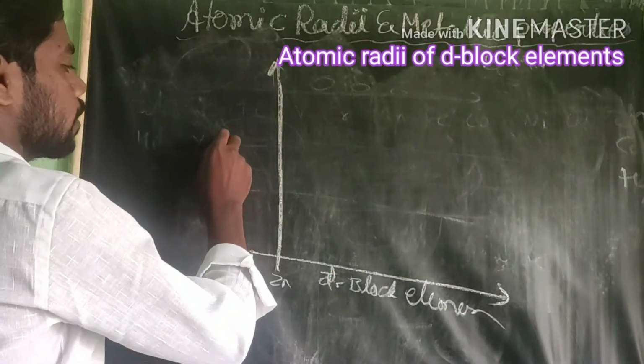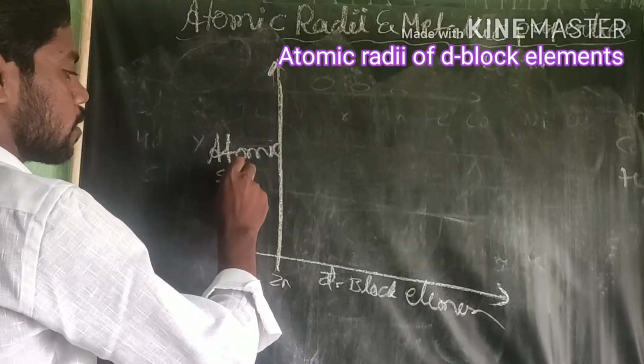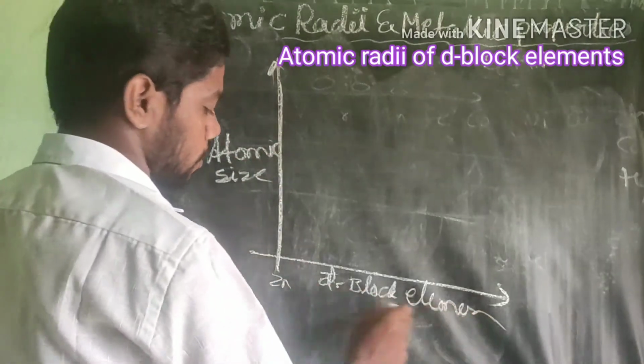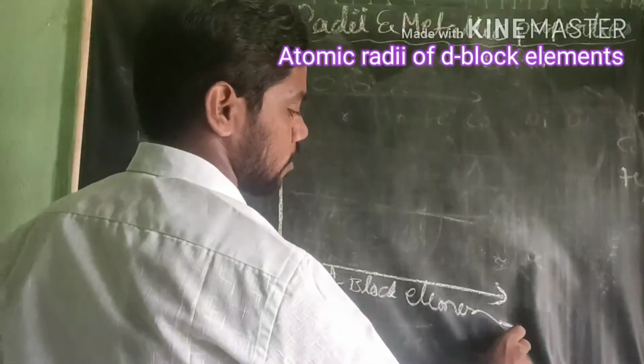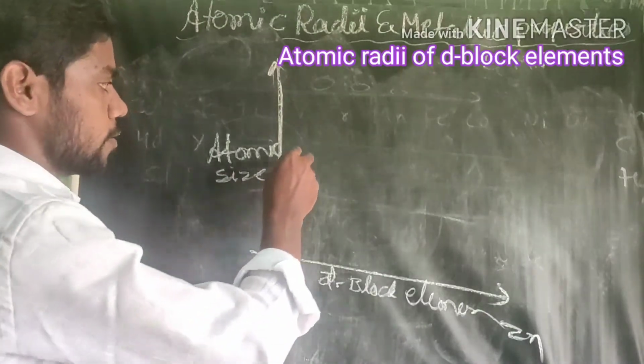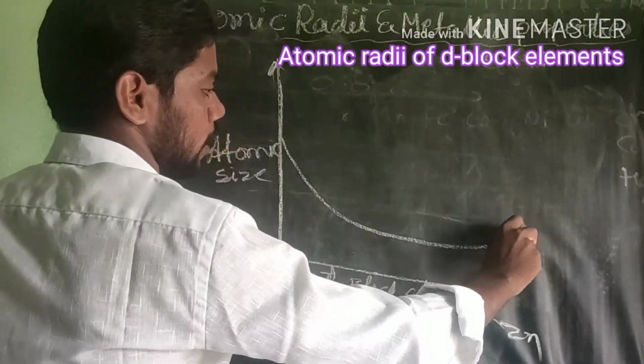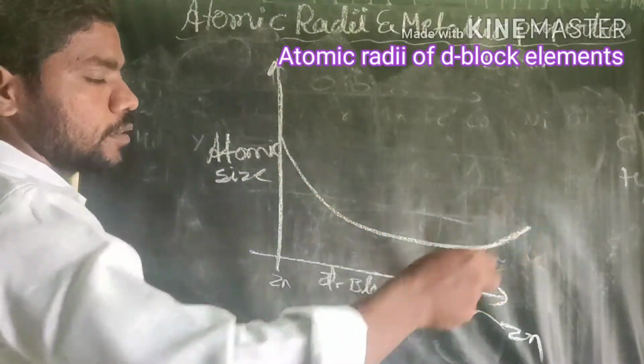Atomic radii, atomic size. For example, from scandium to zinc, what happens? The atomic size at first is very less. Therefore, first the atomic size will be like this, and it will continuously decrease.